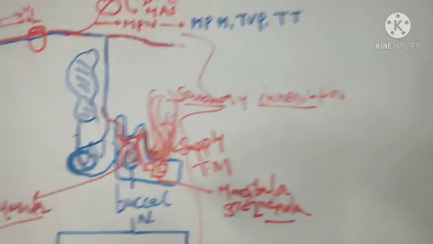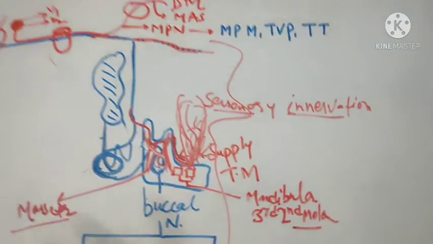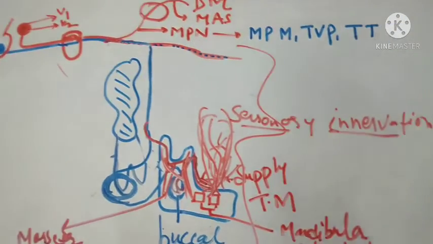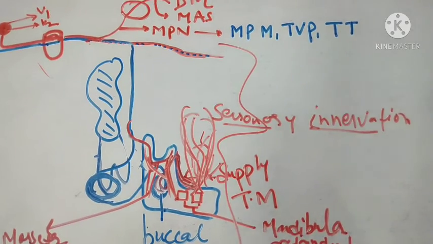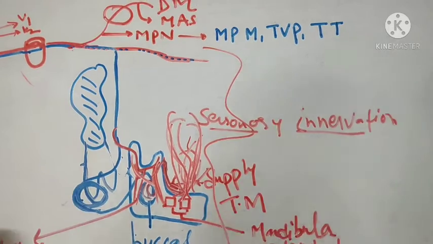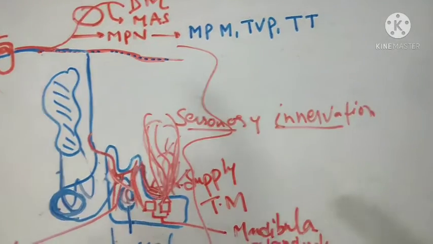Now let us discuss the whole buccal branch. So we will complete two branches of the mandibular division. The last division, the posterior division, the longest branch, we will discuss later.